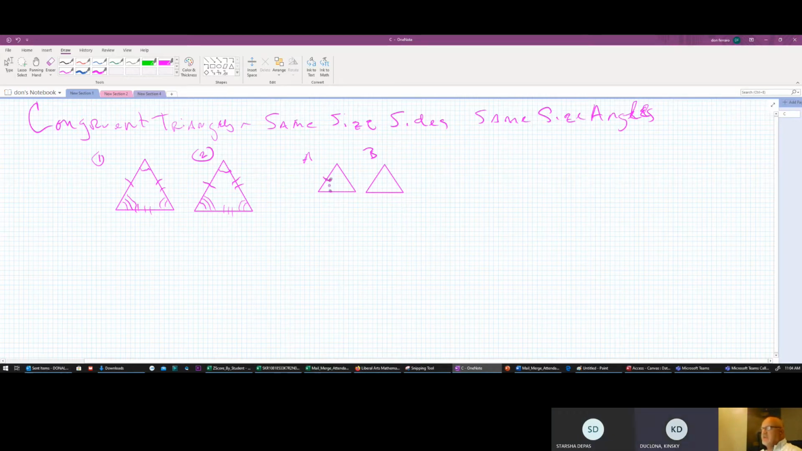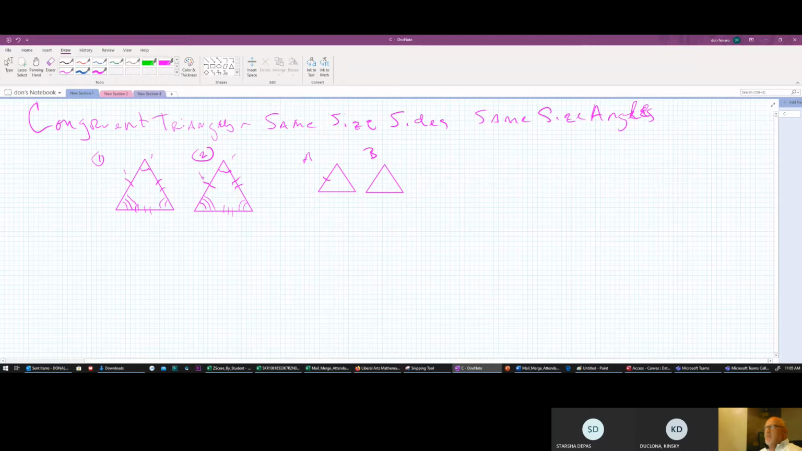We actually have to see, and I did it over here, so I'll just show you here. Like here, this side has one tick mark. You see that there, and this side here has one tick mark. So we know that that side is the same. Here, the angle tick mark, okay? You got one there, you got one there, right? So that's how we know whether or not triangles are congruent.